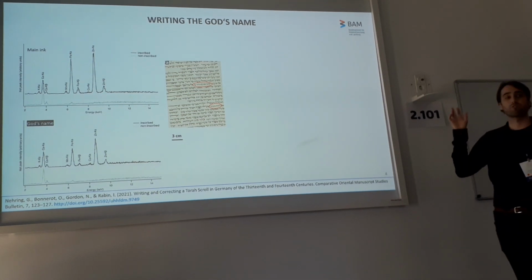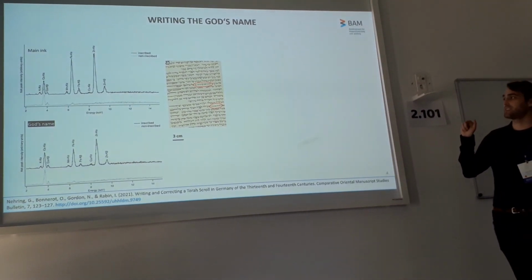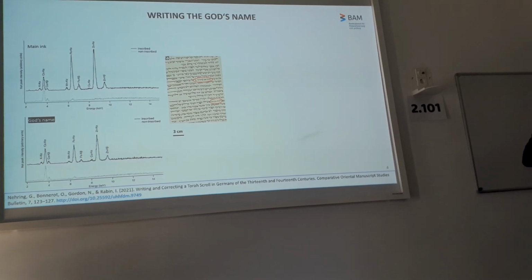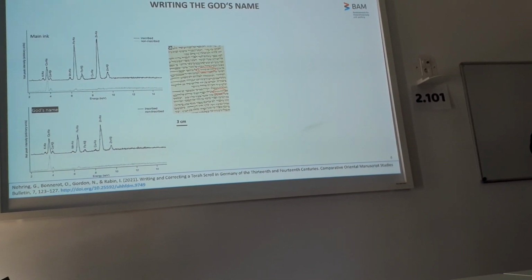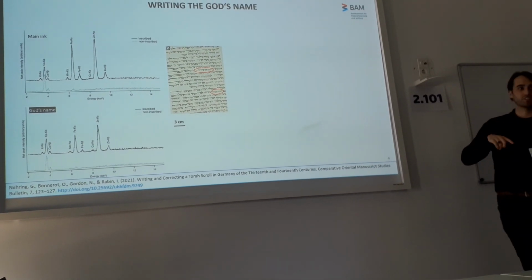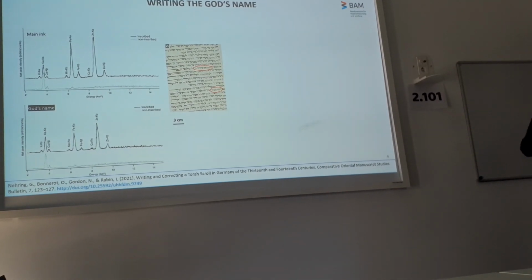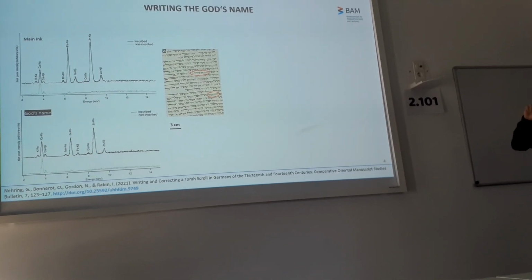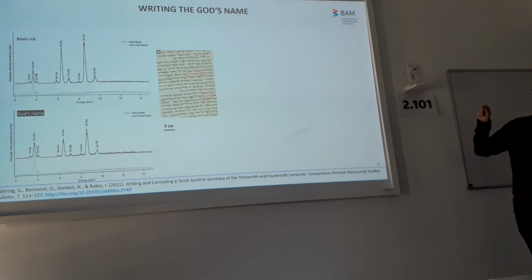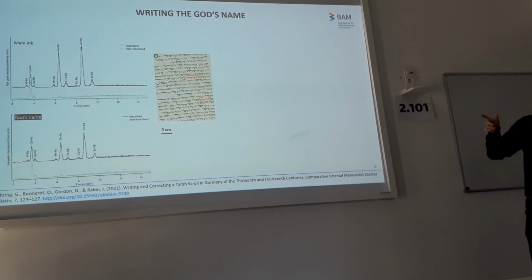On the top, the spectrum of the main ink, and on the bottom, the spectrum of the God's ink. Just a little spoiler, we found that the composition of the ink from the corrections and the God's names was the same. So let's just skip this for the further part of this presentation. The difference between those two spectra is very small.